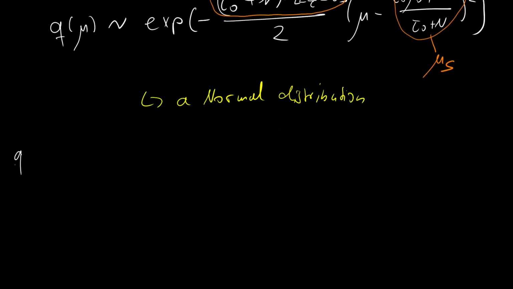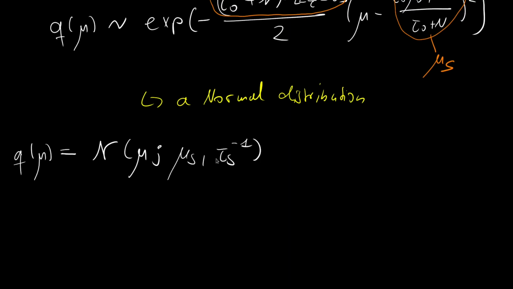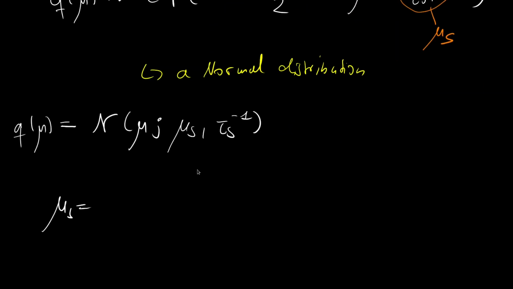So we can just note down that q of mu is a normal distribution over mu with the parameters mu s and tau s inverse, in order to mimic the variance. And let us also note down the parameters once again. The mu s is this fraction here. So it is given as tau 0 mu 0 plus n times x bar, divided by tau 0 plus n. And that's our first finding.